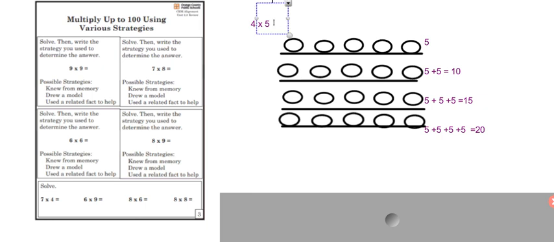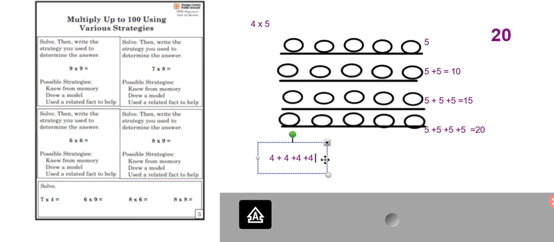Another way that you guys can use to determine what the product of 4 times 5 is could be by adding 4, how many times? 5 times. This is what we call repeated addition. So 4 plus 4 plus 4 plus 4 plus 4, and that will equal the same answer, which is 20.